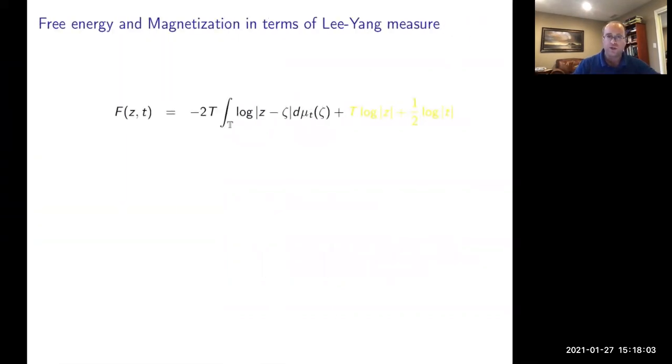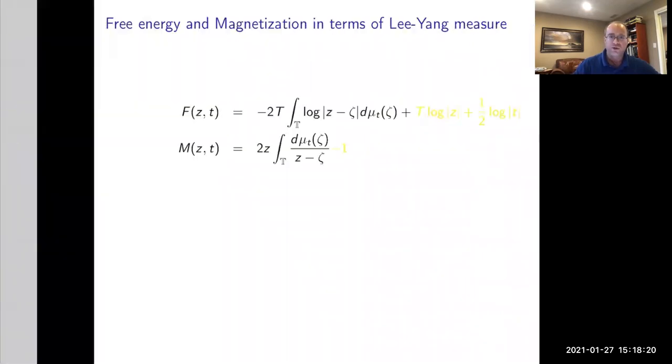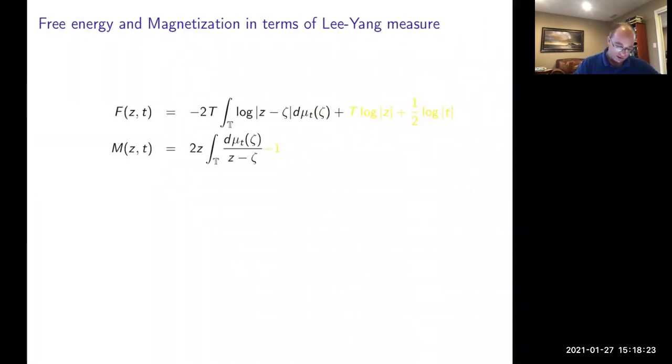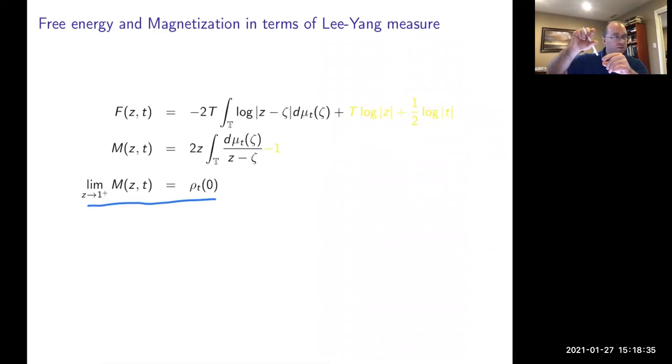When you have such a limiting measure of Lee-Yang zeros, you can write the free energy as, this time I'm not getting rid of the funny terms, so I just made them yellow here. The free energy is basically, again, the logarithmic potential of the limiting measure of Lee-Yang zeros. The magnetization is the Cauchy transform of that measure, up to a 2 pi that people usually put. And this here is the jump. It's one half the size of your jump. This is the spontaneous magnetization.